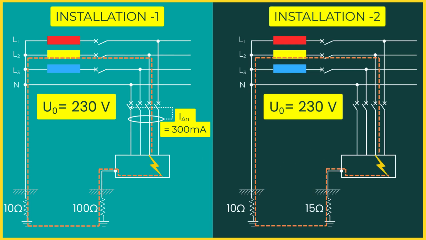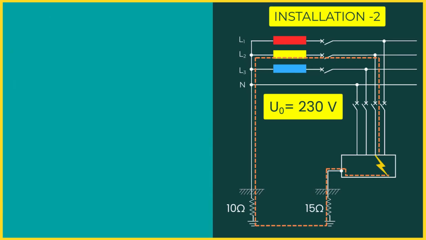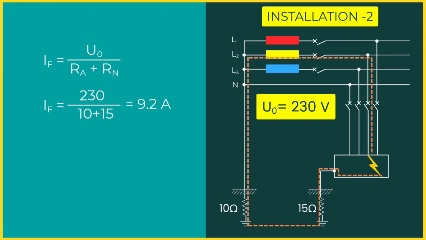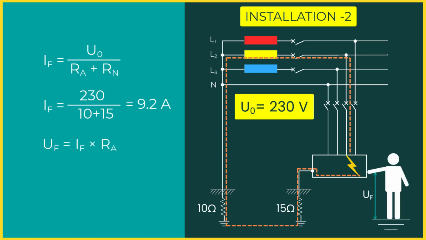Now let us look at the second installation. Here, the earth fault loop current is about 9.2 amperes. The contact voltage is again the fault current multiplied by RA. This gives a contact voltage of approximately 138 volts. This level is also unsafe. Therefore, the faulted circuit must be automatically disconnected.